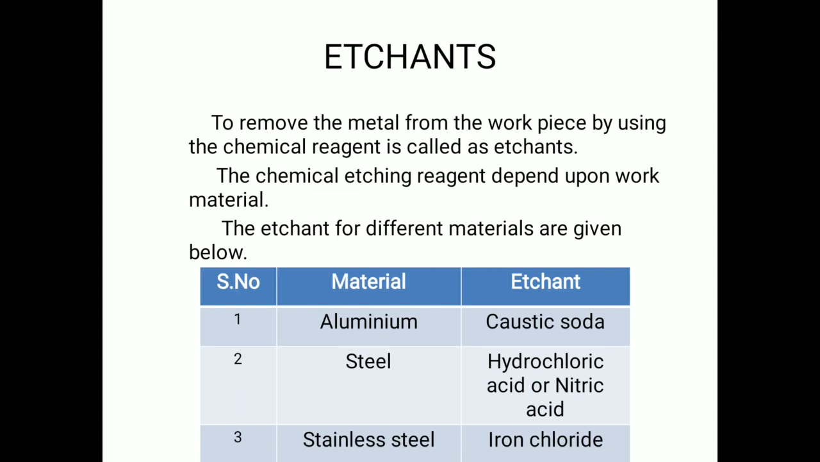If you want to machine aluminum material using the chemical machining process, you can use caustic soda as an agent. For steel, you can use hydrochloric acid or nitric acid. For stainless steel, iron chloride is suitable.